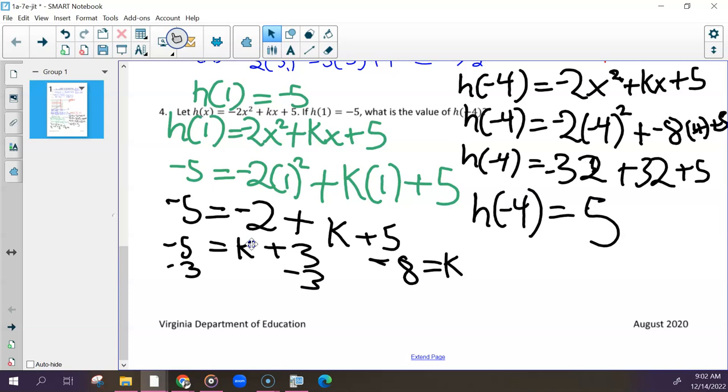Right. So in this problem, you had to do two things. One, figure out what k was. They give you h of 1 equals negative 5, so set it up like an equation. Start solving for k. Put in 1, put in negative 5, solve it. Get k. Then, after you get k, you have to go back and figure out what is our h of negative 4. So, after we found k to be negative 8, actually finding our answer. So, it was a lot of work. So, good job to you.